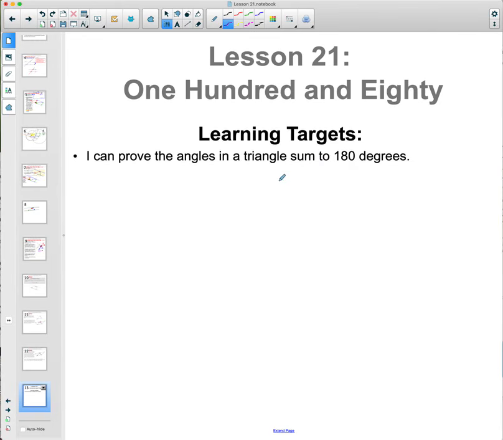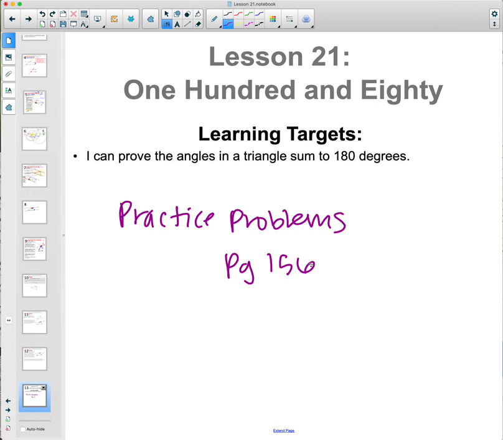All right, so hopefully you are able to prove that the angles of a triangle total up to 180 degrees. You have lesson practice problems starting on page 156. So page 156 to 159.